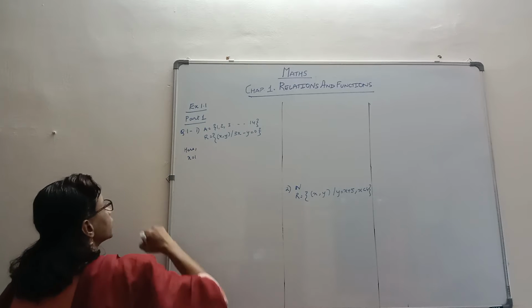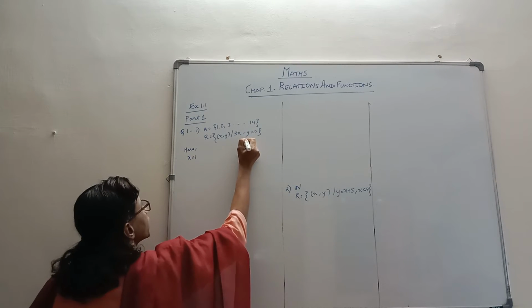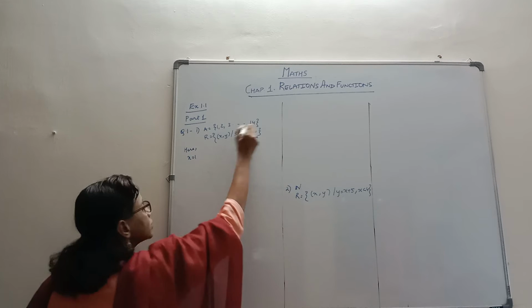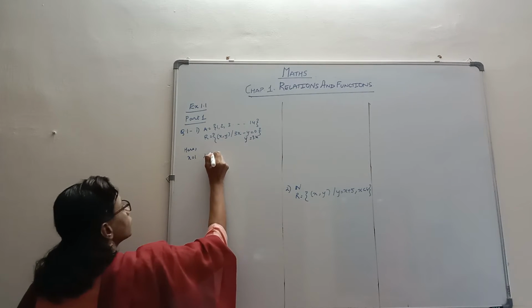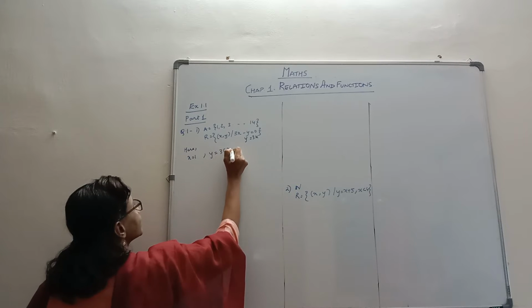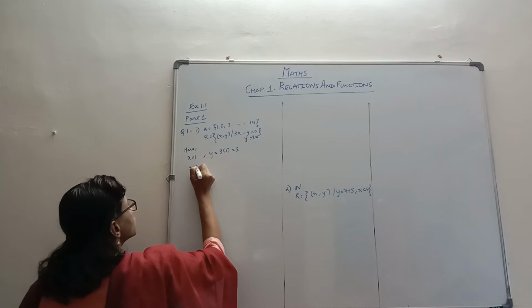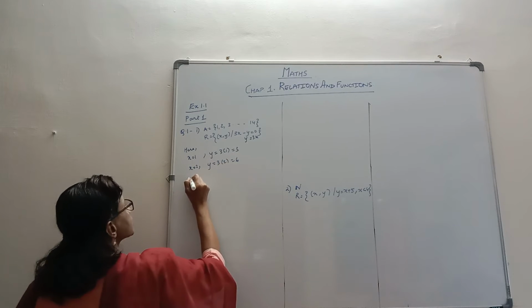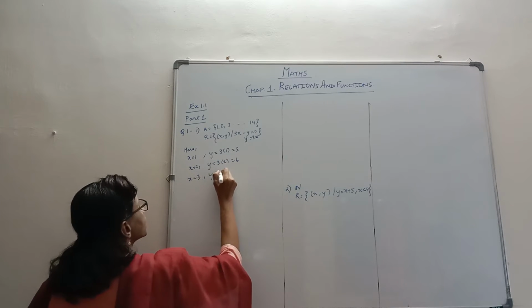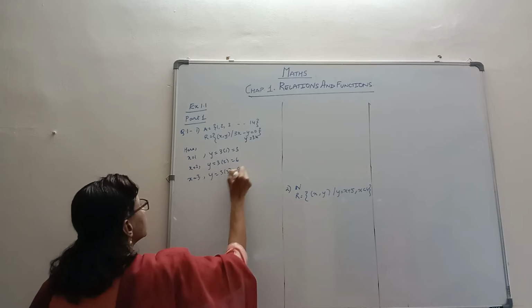X is 1. If X is 1, every time we have to take Y. So Y is 3X actually, and we do the substitution. Suppose X is 1, then what is Y? Y is 3 into 1, 3. If X is 2, what is Y? 3 into 2, 6. If X is 3, what is Y? Y is 3 into 3, 9.